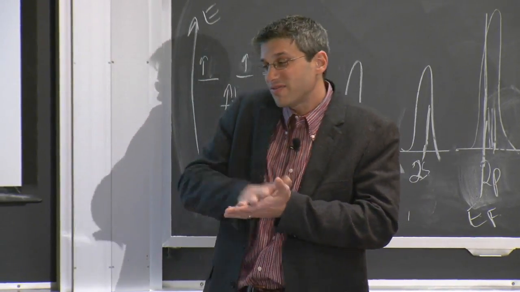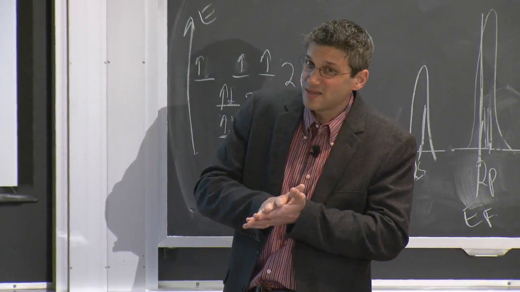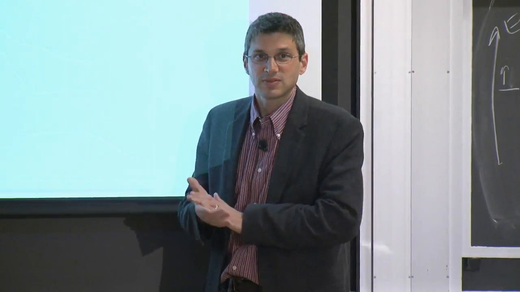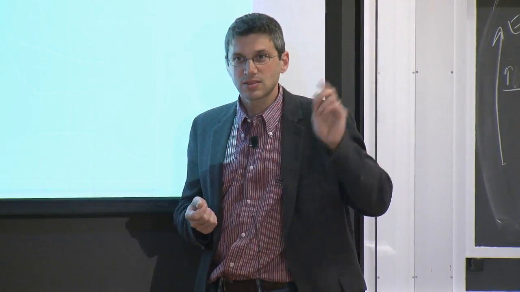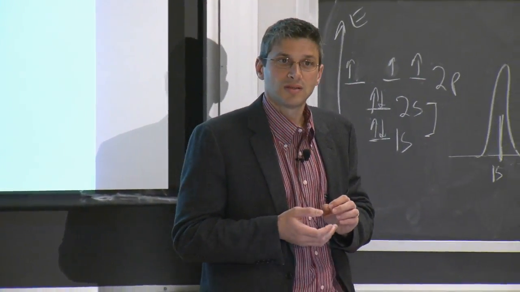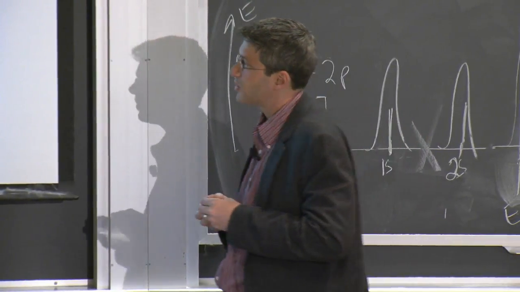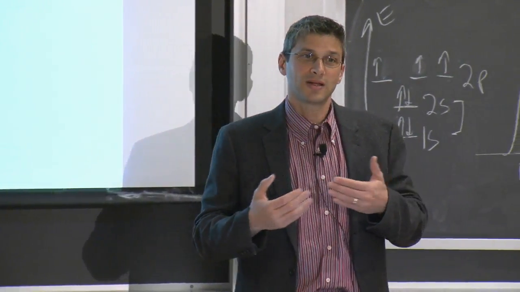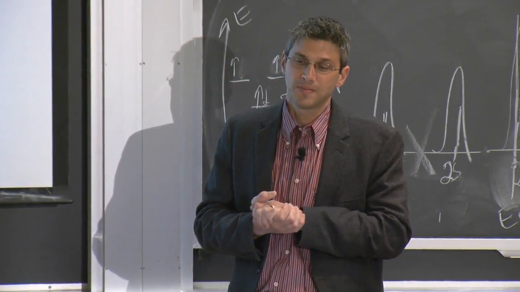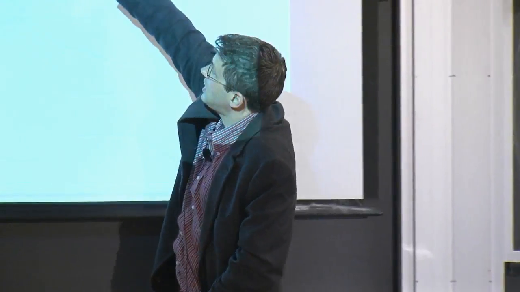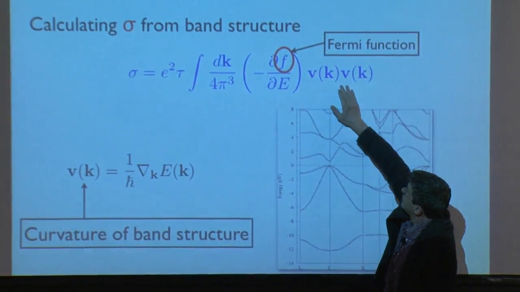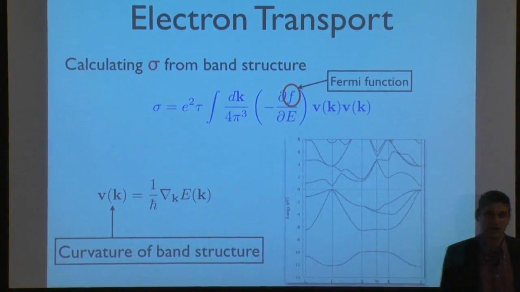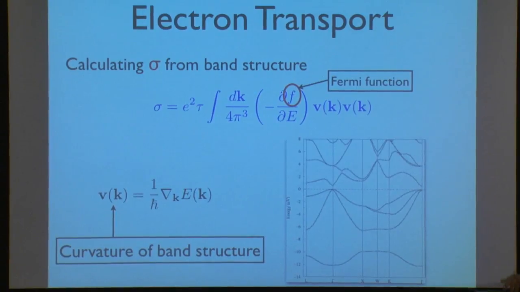It depends on whether it's in a flat part of the band where it's really heavy, or whether it's in the curvy part of the band where it's feeling more light and bouncy, okay? And that changes the conductivity, which can be measured. So this is a really nice way, just from the curvature of these bands, of getting a sense of how mobile an electron or hole is in a material. All you have to do is take an integral over the second derivative, or the derivative of the slope, basically, as you go along k-space there.